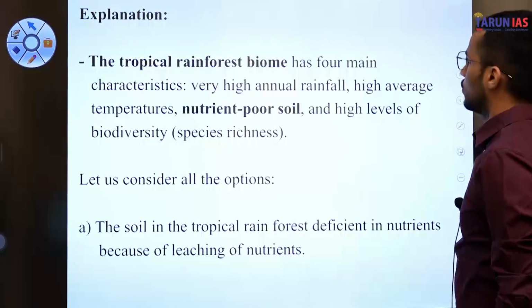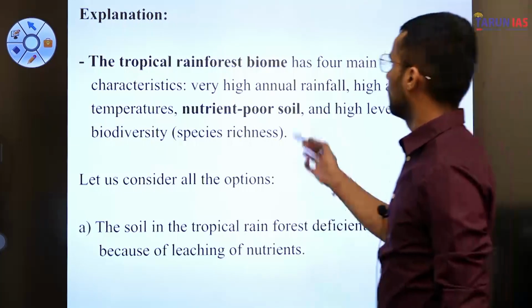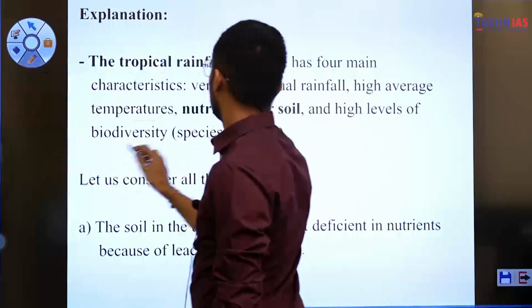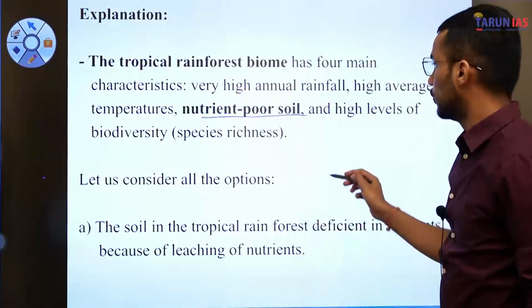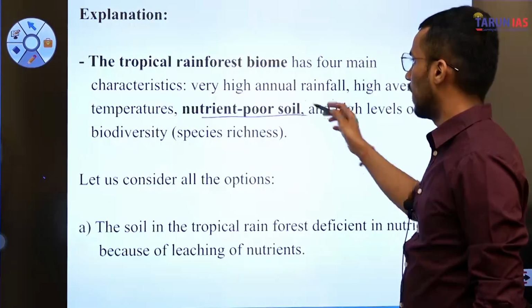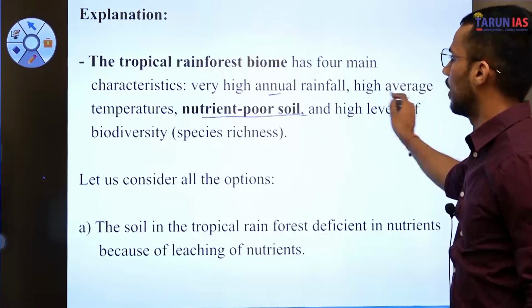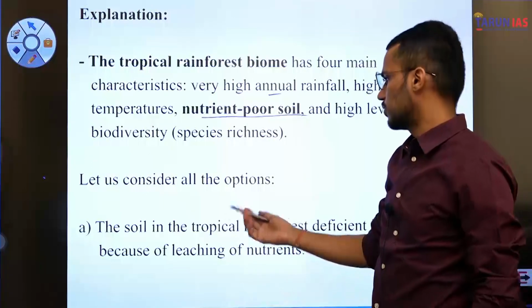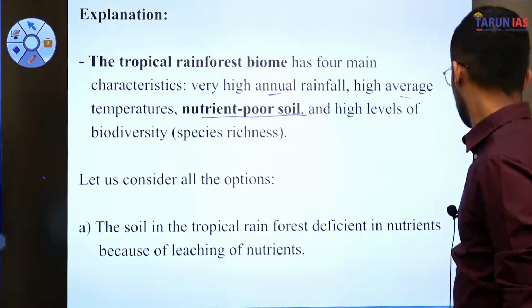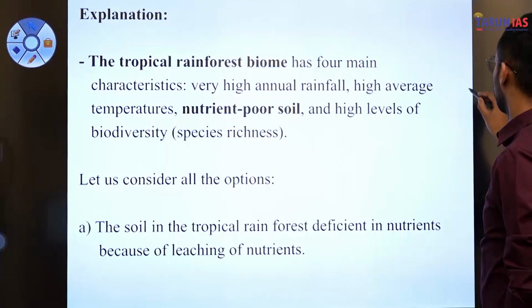Fine. So you can go through this. The tropical rainforest biome has nutrient poor soil because of high annual rainfall and high average temperatures. Next, the statements are being considered here. You can go through these statements.